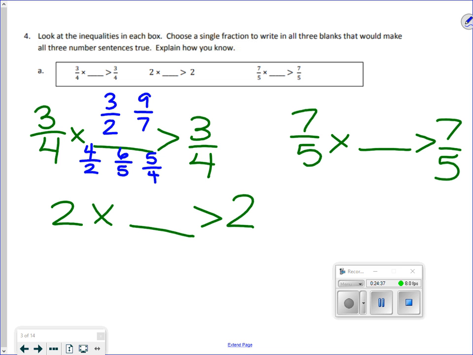Okay, Jaden, did you do anything? Okay, so all of these, if you notice a trend, the fraction is larger than 1, if you need to make it greater. So what can we do to 7/5 times something to make it bigger than 7/5? Try this again, Andrew. 8, 6. The same exact fraction? No. Okay. So you can only use one fraction.